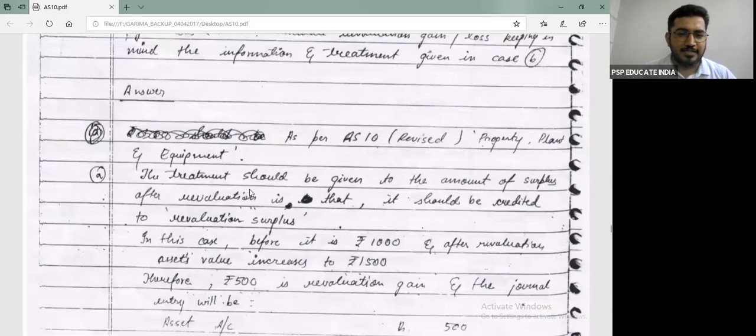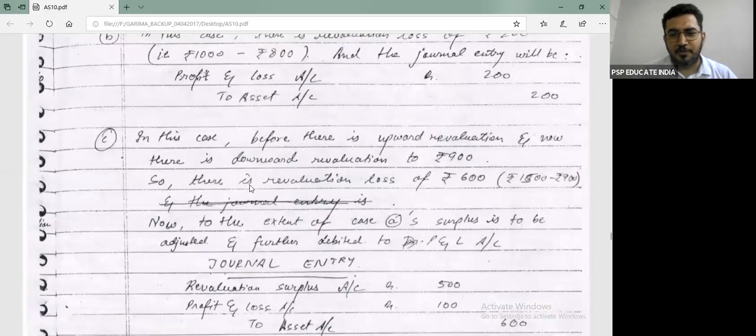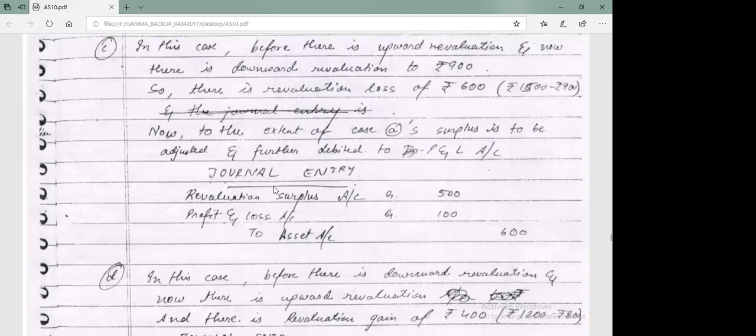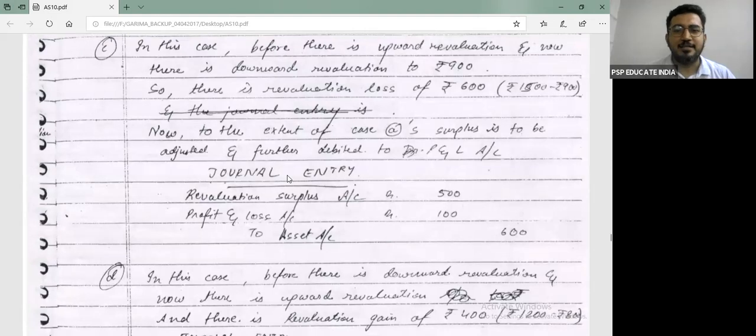Okay. Let's see the solution. It says in this case, before there was upward revaluation and now there is a downward revaluation to 900. So there is a revaluation loss of 600. Now to the extent of case A's surplus it should be adjusted and the rest debited to the profit and loss account. So revaluation surplus account will be debited by 500, P&L account will be debited by 100, and asset account will be credited by 600. Fine, absolutely correct. Thank you, Raj.